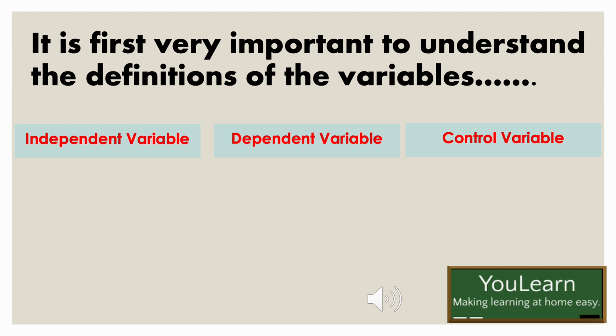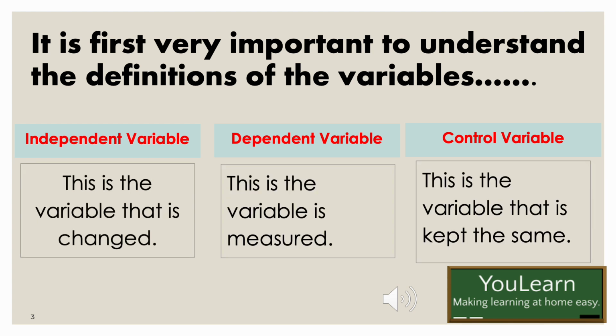Pause the video and have a look at the 3 variables on the screen and see if you can identify the differences between them before we move on and look at their definitions. Let's now start looking at the definitions of each scientific variable.